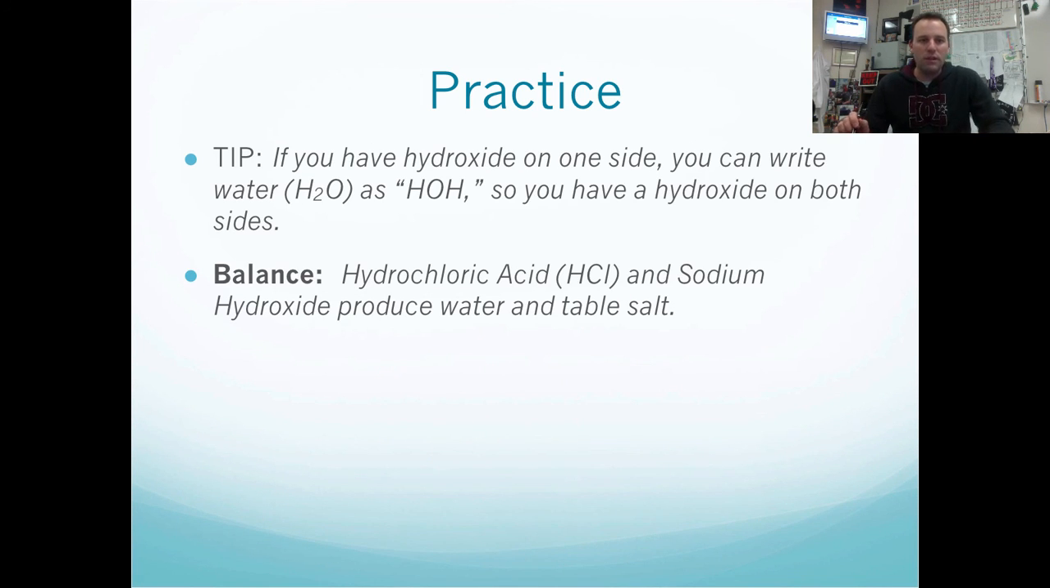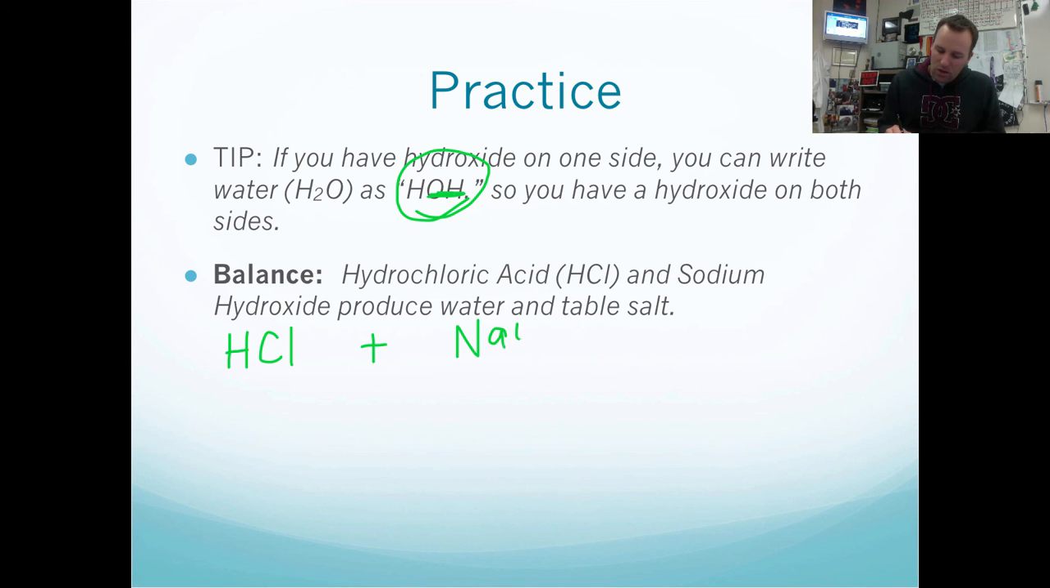Another tip for you is if you have hydroxide on one side and you have water on the other side, you can write water as HOH, and that way you can use your polyatomic ion tip of having hydroxide on both sides of the equation. So let's try another one that uses that tip. Hydrochloric acid, HCl, and sodium hydroxide, NaOH, produce water and table salt. Water is H2O, but we're going to use our tip and write it as HOH so that we have OH on both sides. And table salt, sodium chloride, NaCl.